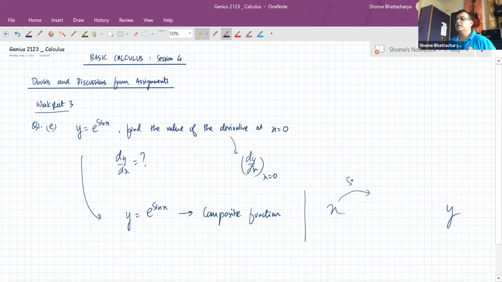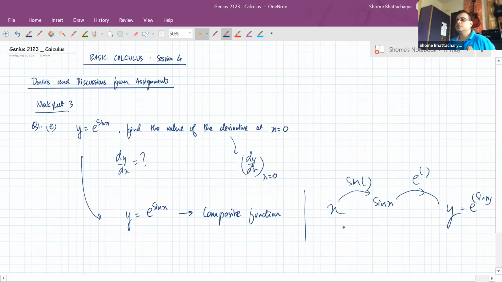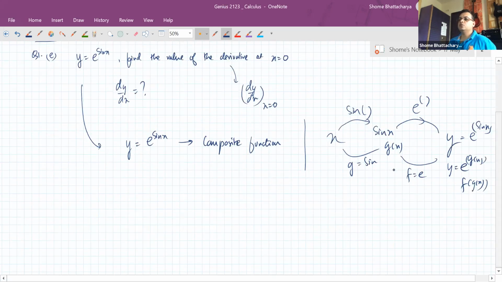First you operate sine on x, so you get sine x. The first function you operated is sine, and then on that you operated the function e raised power. So you got y is e raised power of sine x. You can see it's a composite operation. Your g was sine, so this is g of x, and your f was e raised power, so y is equal to e raised power of g of x, or f of g of x. So how will we differentiate a composite function? We have to do it by chain rule.